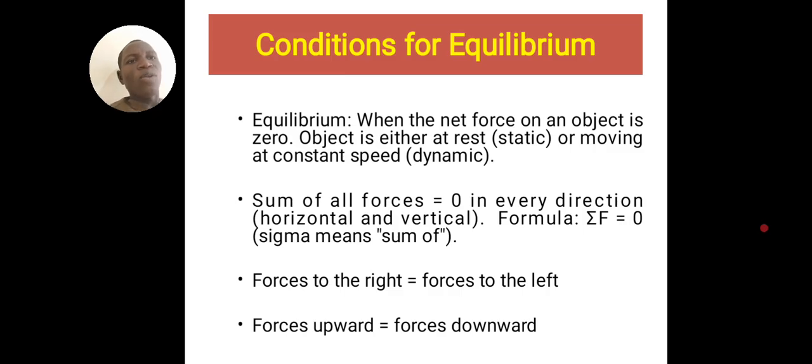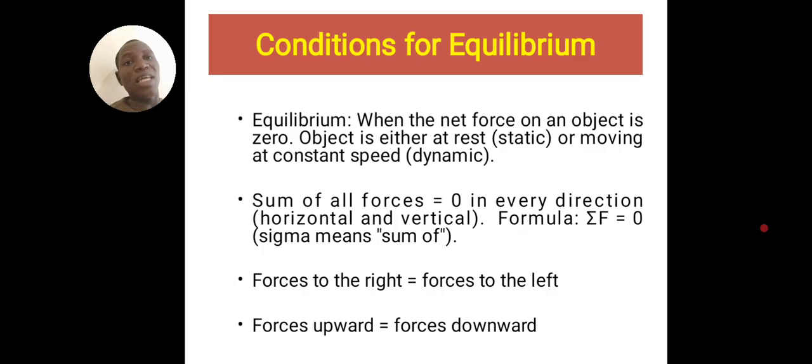So when the net force on an object is 0, the object will be at equilibrium. So this is a condition. The net force must always be equal to 0. If the net force is not equal to 0, then the object will move.